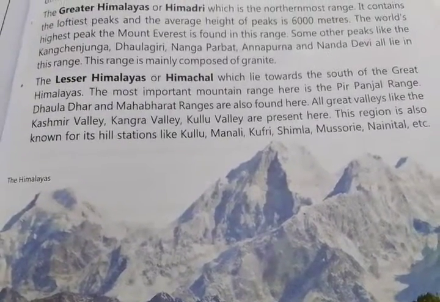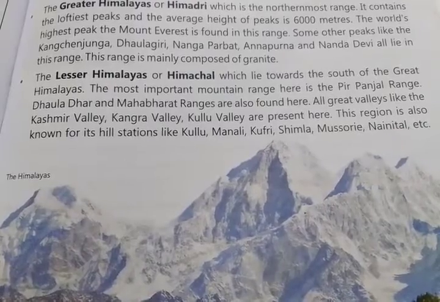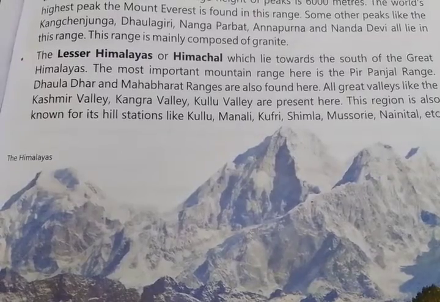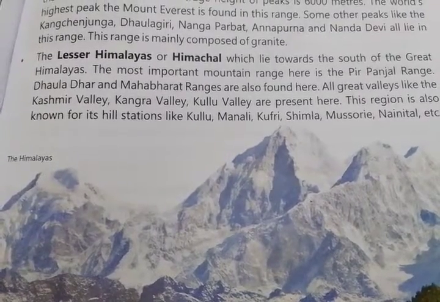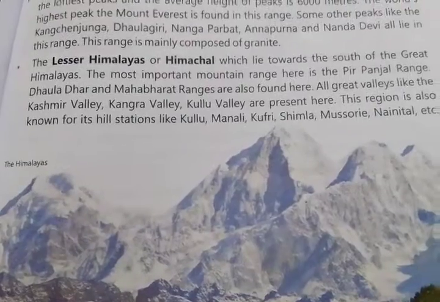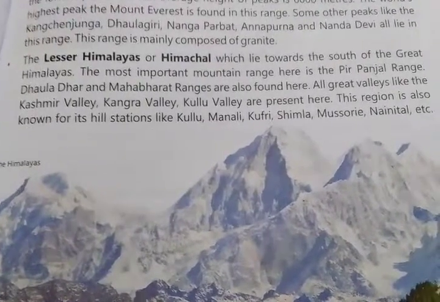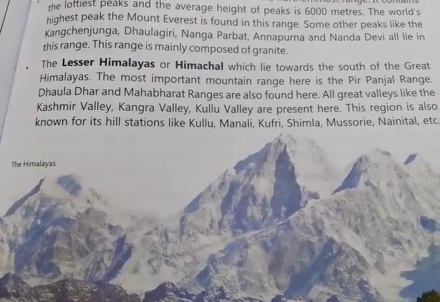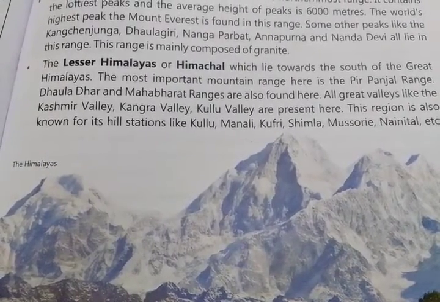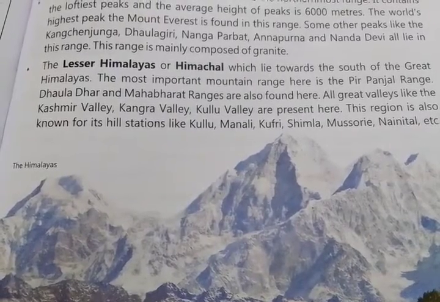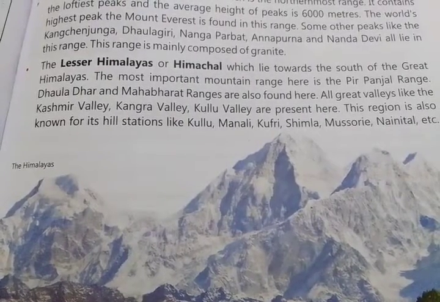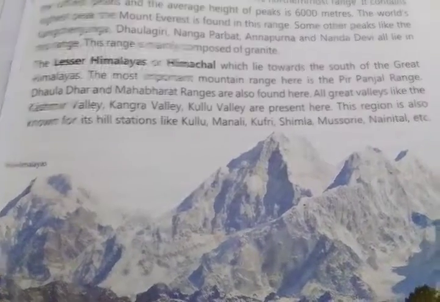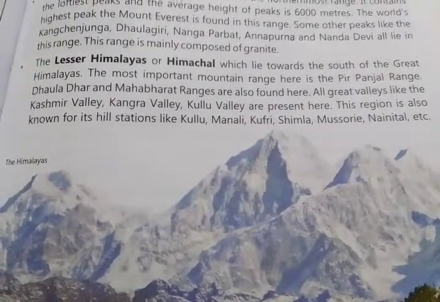Next is the Lesser Himalayas or Himachal. This part of Himalaya lies towards the south of the Great Himalayas. The most important mountain range here is the Pir Panjal range. Dhauladhar and Mahabharat ranges are also found here. So, in the Lesser Himalayas you can find the Pir Panjal, Dhauladhar and Mahabharat ranges. All great valleys like the Kashmir Valley, Kangra Valley and Kulu Valley are present here.